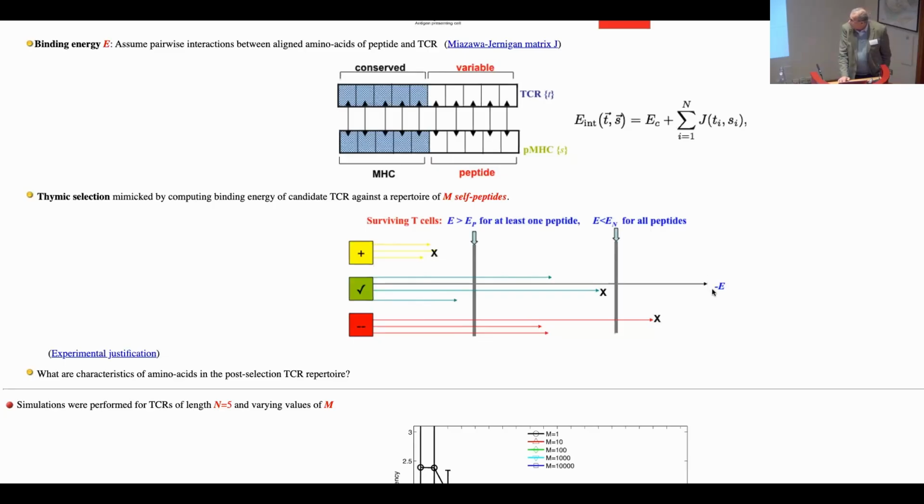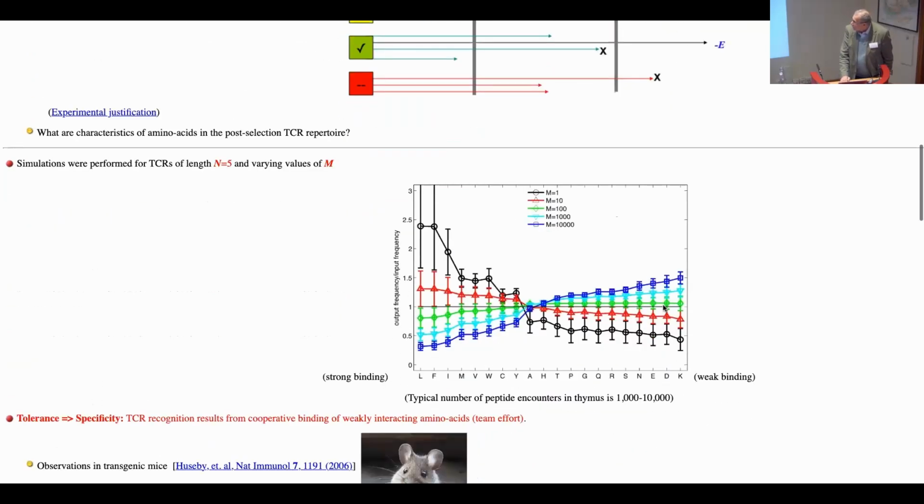If any binding energy is too strong, beyond some threshold for negative selection, that T cell is eliminated. If none of them are above some lower threshold of binding for positive selection, they're also eliminated. And it is an extreme value problem, because all I need to know is what is the extreme of all of these values, and the extreme should lie between these two limits. So that allows us to do some computations later on. But anyway, what are the results?